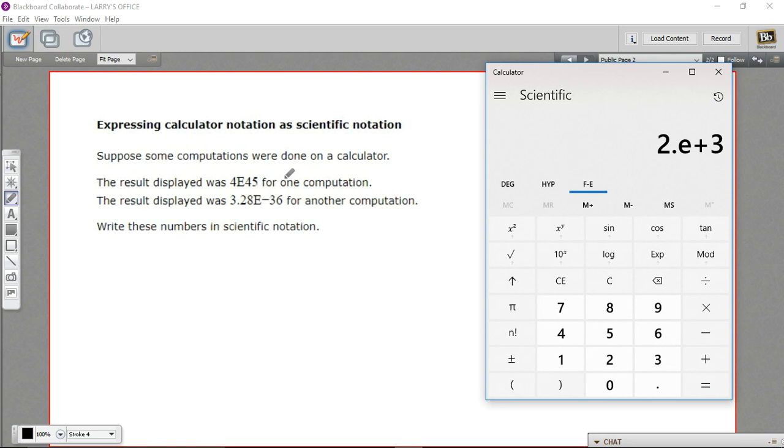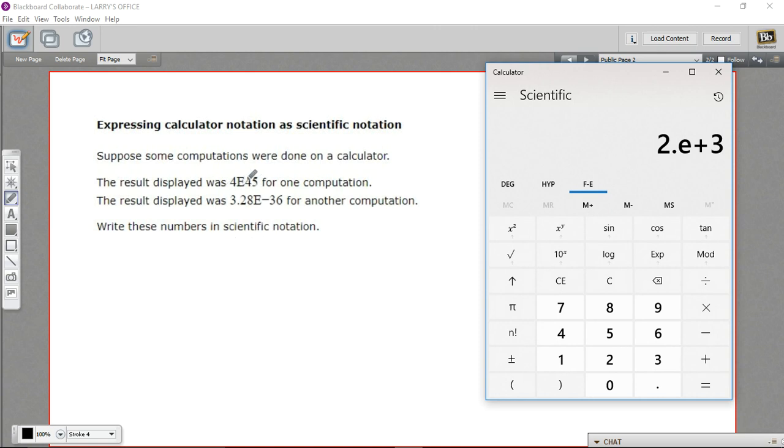It says, suppose some computations were done on a calculator. The result displayed was 4E45. So that's slightly different from what we see on the Windows calculator, but it's pretty much the same thing for one computation. And the result displayed was 3.28E minus 36 for another computation. Write these numbers in scientific notation. So this shouldn't be too hard.